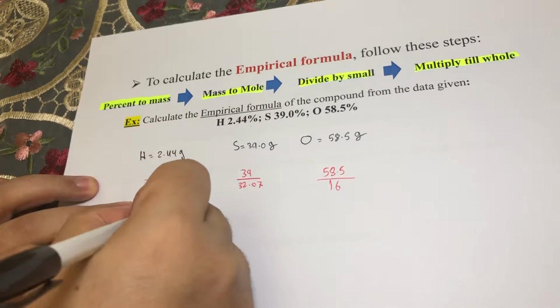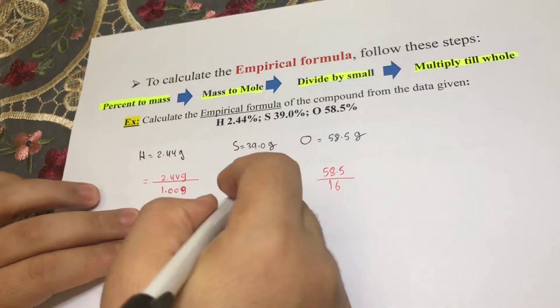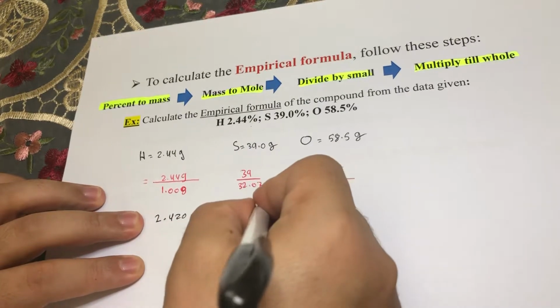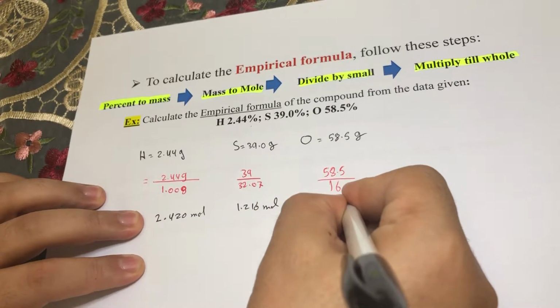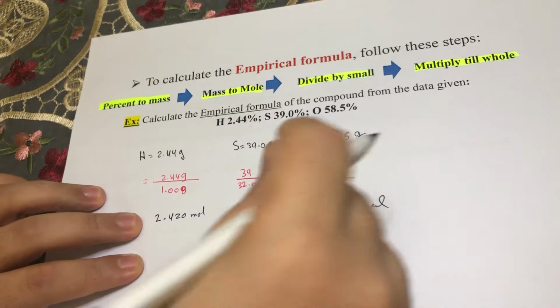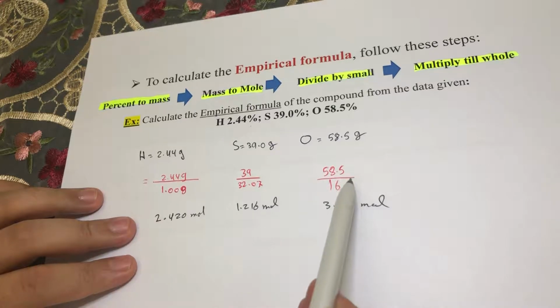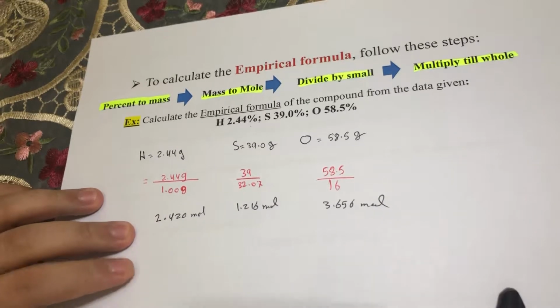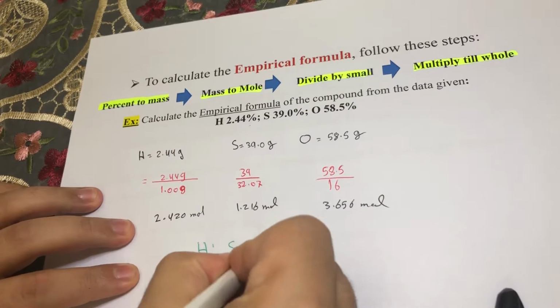The number of moles here is 2.42 mole. For sulfur, it's 1.216 mole, and the last one, oxygen, is 3.656 mole. Here I would note that please write the answer in at least 3 decimal places, because sometimes it will be confusing. Last thing, we will make a ratio: hydrogen, sulfur, and oxygen.